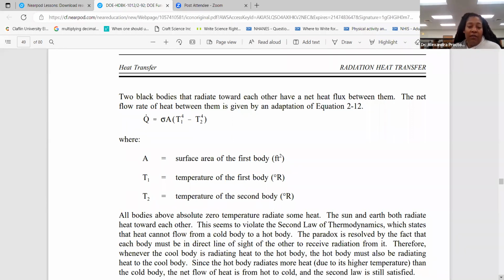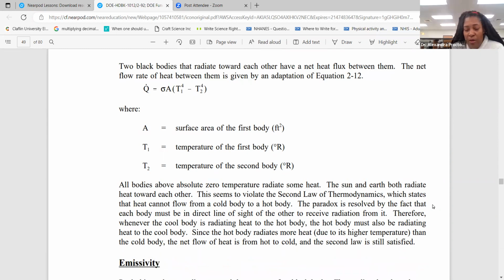So all bodies above absolute zero temperature radiate some sort of heat because there is some sort of molecular motion. Remember, earlier we said that temperature is kinetic energy. So if there is any motion, the body can give off some radiant heat. So the sun and the earth, they both radiate heat towards each other.